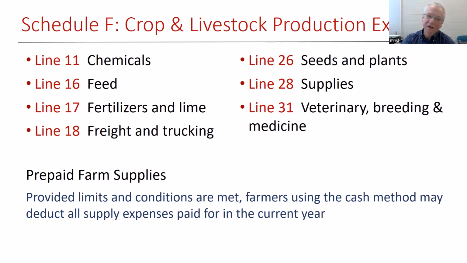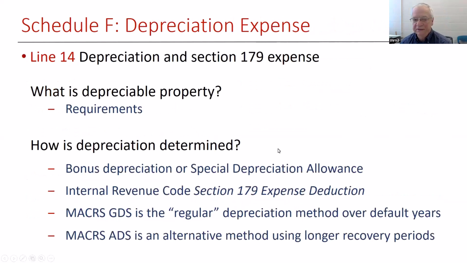Okay, so I want to talk about one category of expense that is very difficult in taxes, and that's the depreciation expense. Basically, this is a way in which you recover the cost of property that you use in farming over that property's useful life for the most part. And so we're talking about machinery. We're talking about fences, buildings.